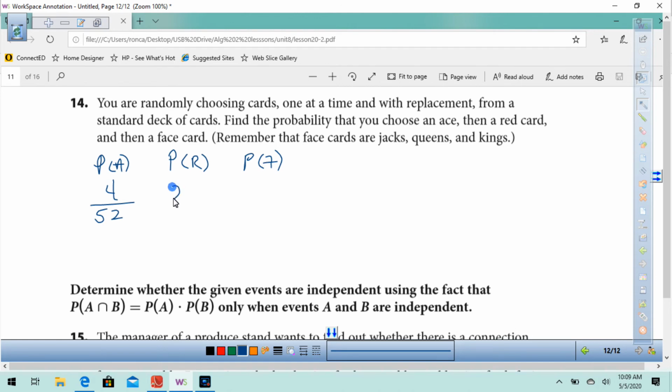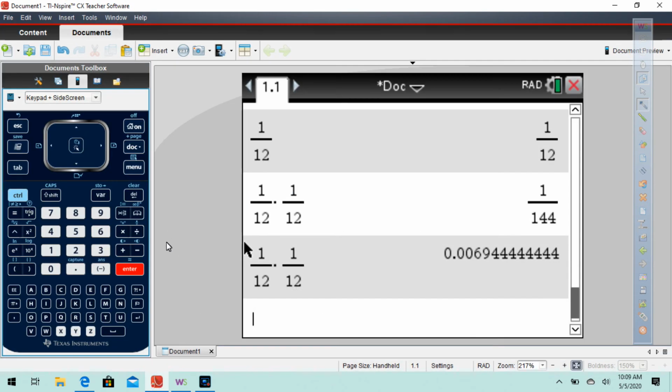We have 26/52. Face cards, jacks, queens, and kings. Well, there are 4 jacks, 4 queens, and 4 kings. So that's going to be 12/52. If we multiply these, what do we get here?